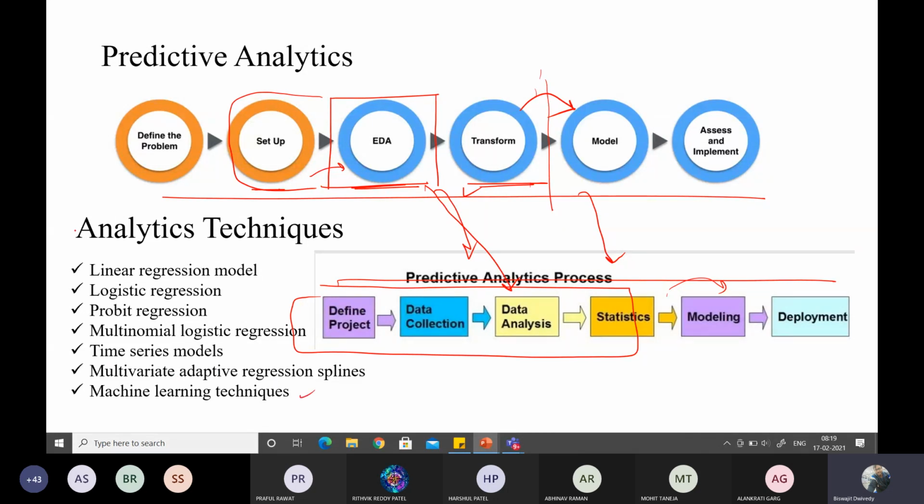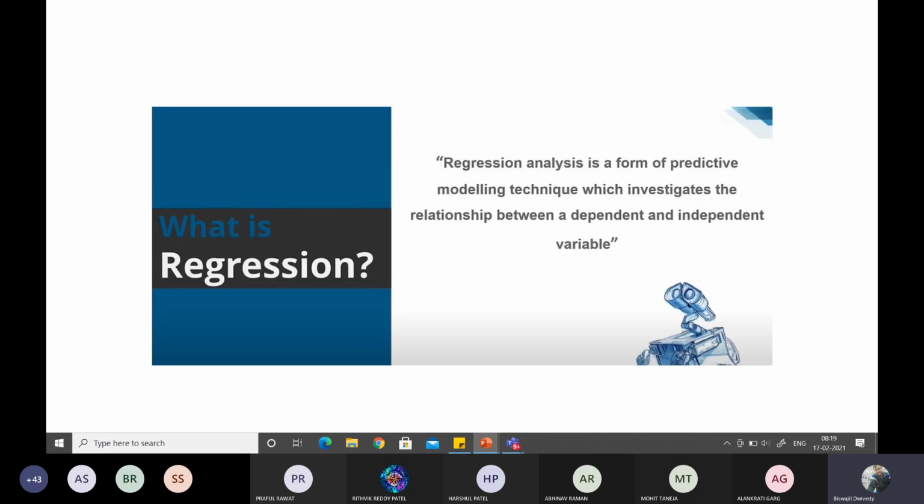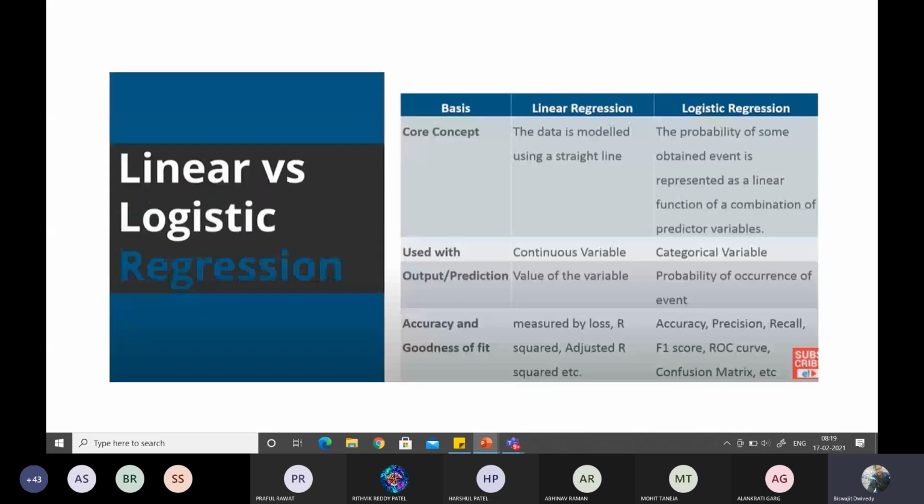Let me discuss two models, and after that you will get some idea. What is the basic difference between your linear regression model and logistic regression model? In your linear regression model, data is modeled using a straight line.